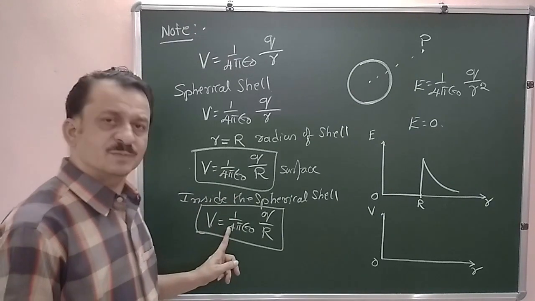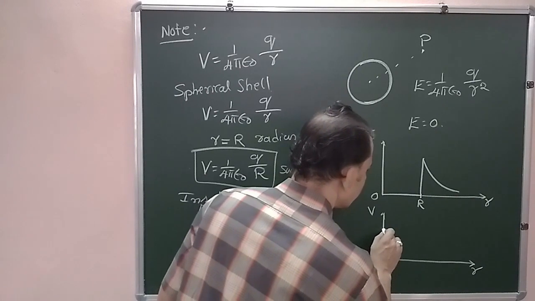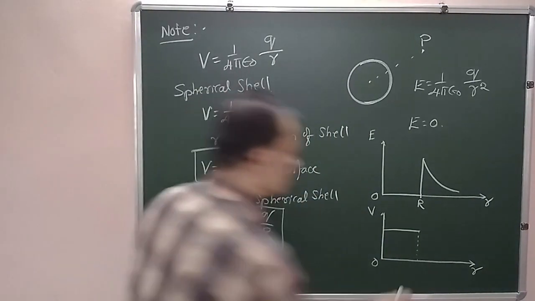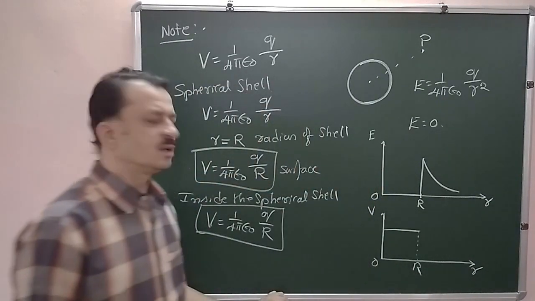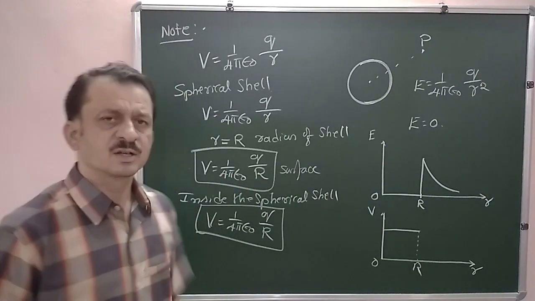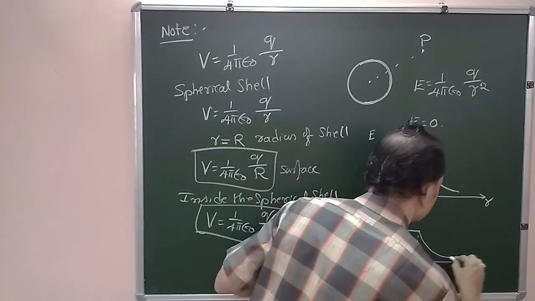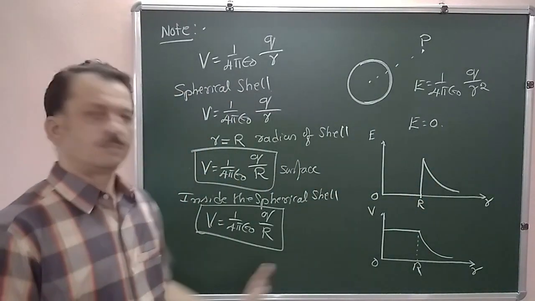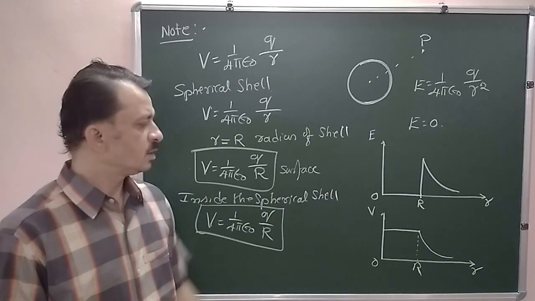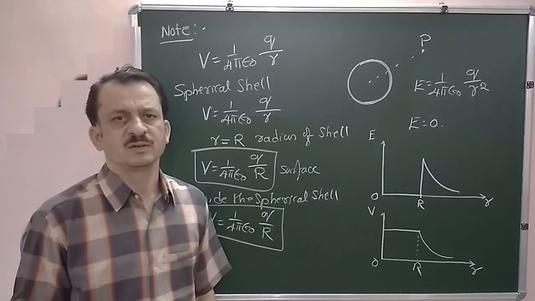Now the potential inside the spherical shell is constant, and it is the same as that on its surface, that is, up to the radius of the spherical shell the potential is constant. Then, away from the surface of the spherical shell, the potential goes on decreasing. So that is the variation of electric field and electrostatic potential in the case of a spherical shell.